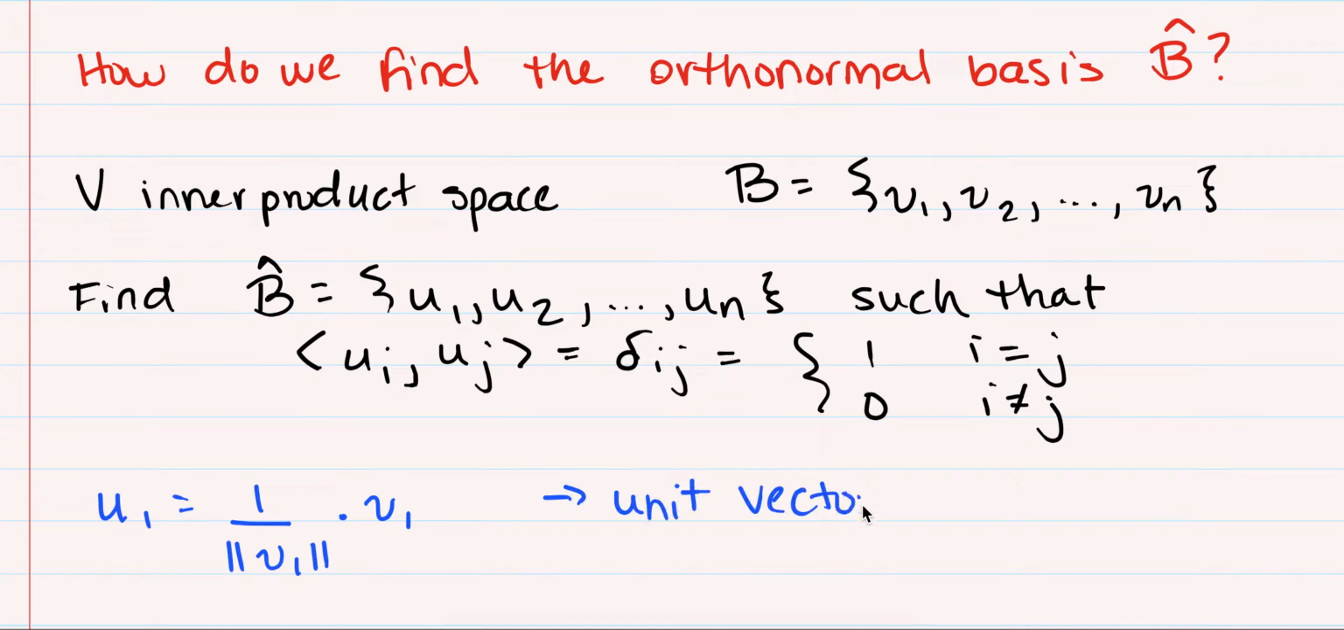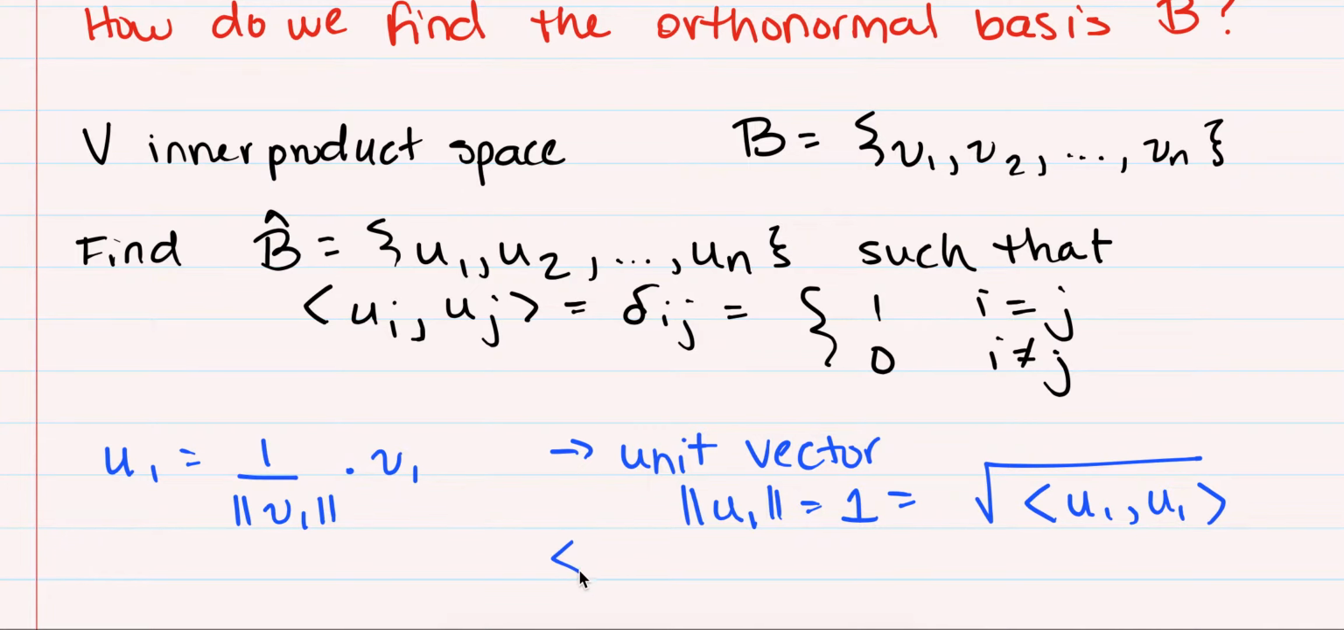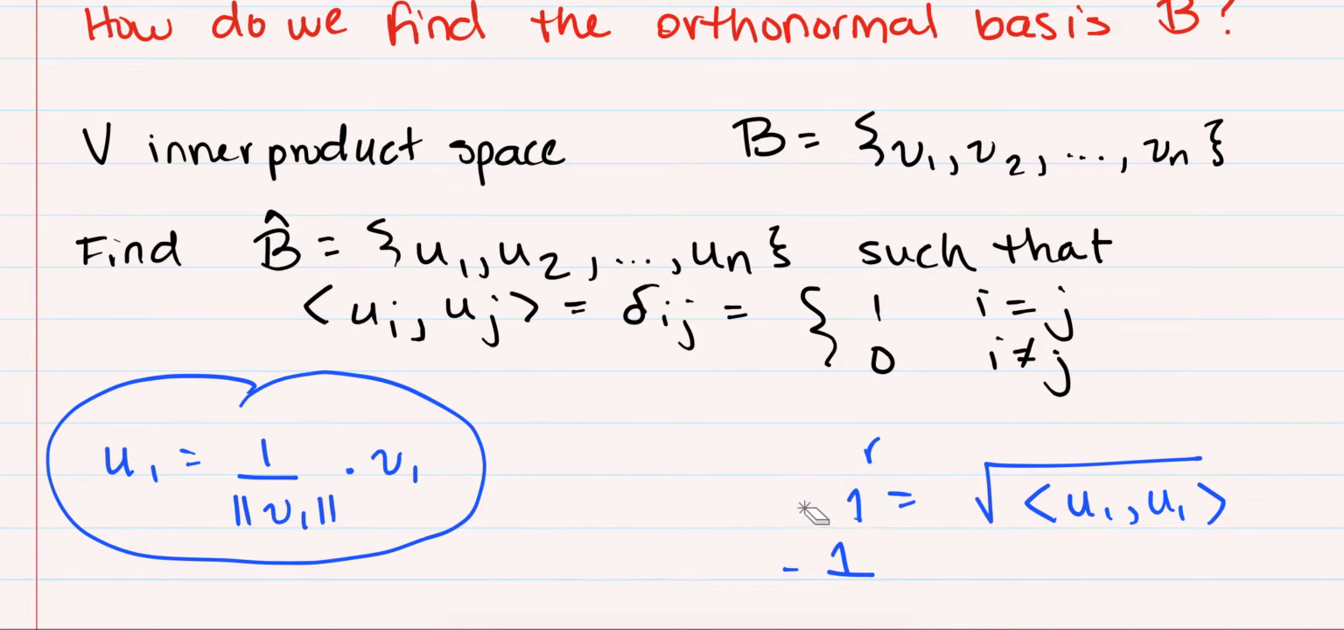And since it's a unit vector, the length of U1 is equal to 1, which recall is the square root of U1 with U1. So if you square both sides, you get that the inner product of U1 with U1 is equal to 1. So we satisfied the first condition, Ui with Ui is equal to 1, with this first vector, U1. So that's going to be our vector U1, and now we need to figure out the rest of the vectors.